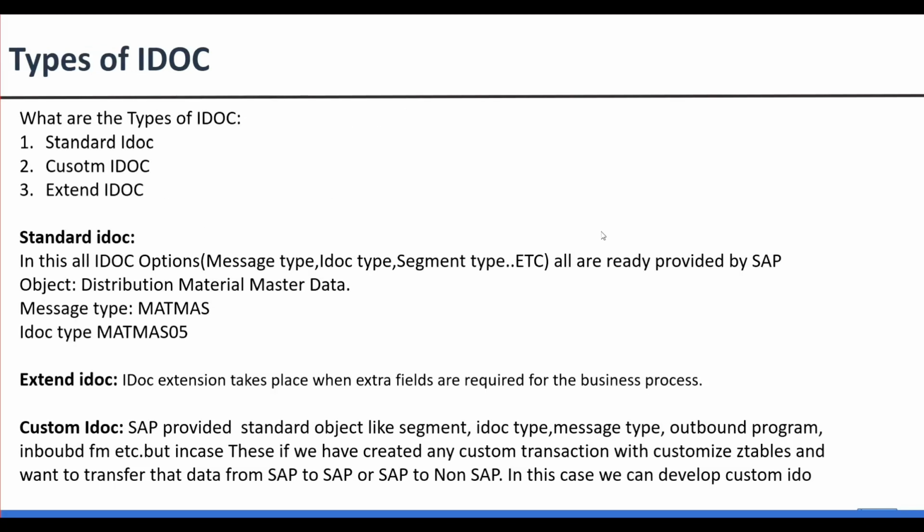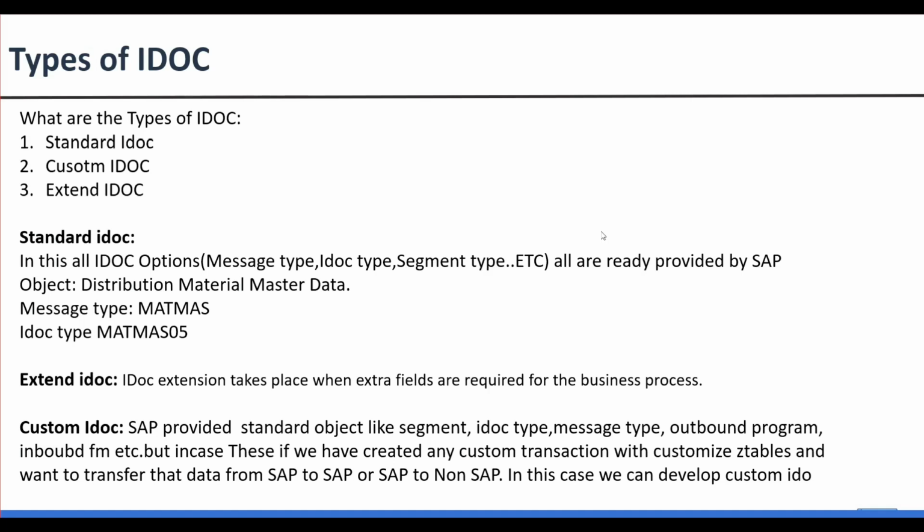Next, what are the types of IDOC? There are three types of IDOC. One is standard IDOC, one is customization IDOC, and another one is the extension IDOC. Standard IDOC is nothing but SAP has provided all the message types, IDOC types, segment types, all the scenarios SAP has completely provided. You can use them depending on which type of data you are going to transfer from sender to receiver.